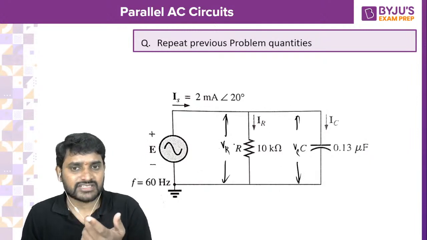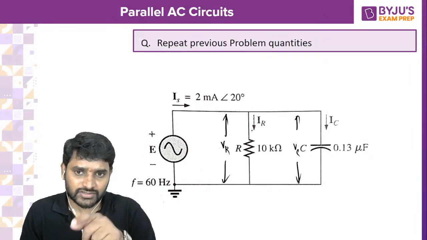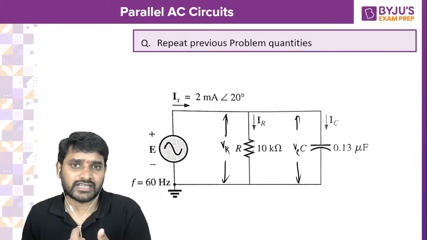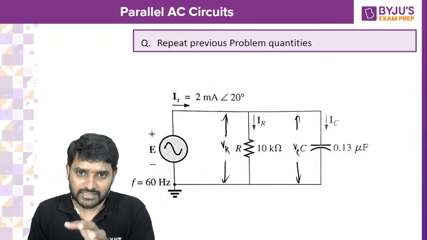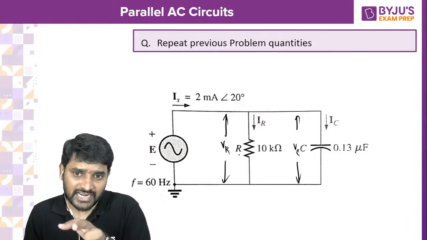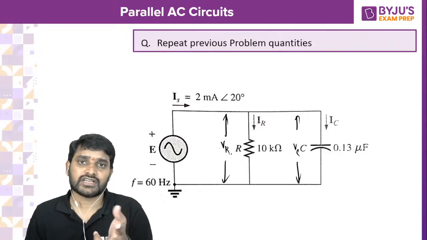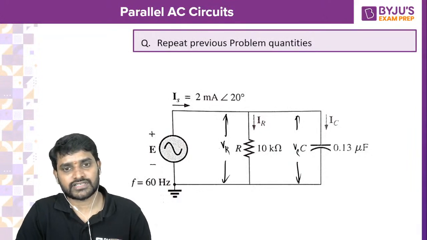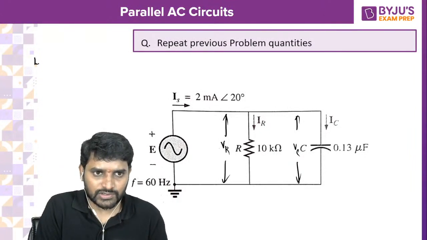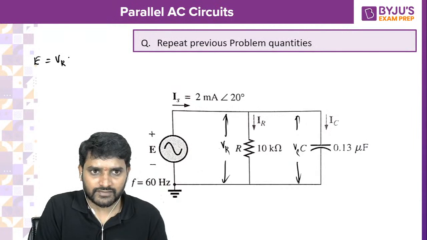Once you get the voltage across the resistance and voltage across the capacitance, with the source current you use the current division rule. You can find the current through the resistance and the current through the capacitance. The resistance current into resistance gives you a voltage, and that voltage is nothing but the source voltage. So once you get the source voltage E, VR, VC, the power you can calculate.